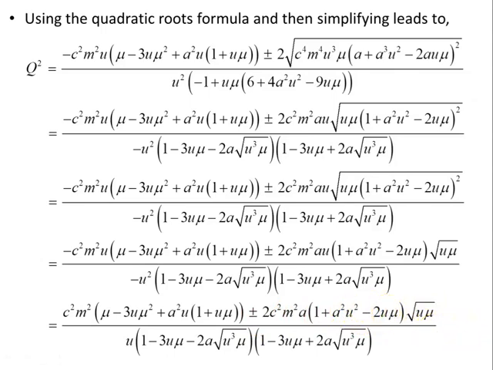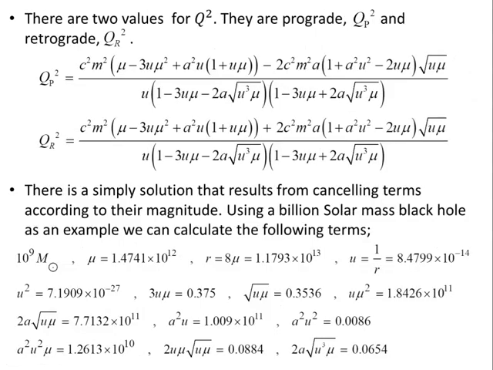Now let's have a look. How can we simplify this? All right. Now, as I point out, there are two values for q squared. They are prograde, qp squared, and retrograde, qr squared. So qp squared is this object, and qr squared is this one. Okay, so the prograde orbit has the minus here. Retrograde orbit has the plus here.